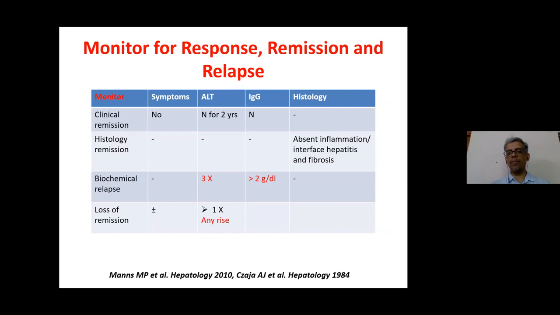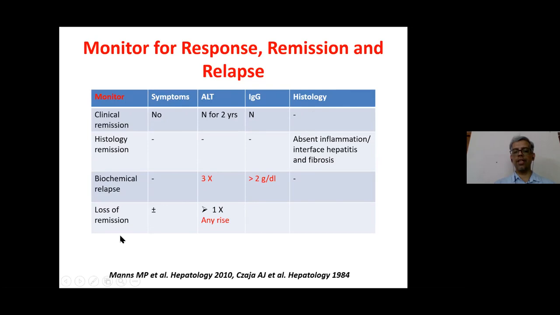When we made a diagnosis of autoimmune hepatitis, we talked about symptoms, liver enzymes, IgG, and histology. So when we treat, we monitor only these four factors. And that's how we define clinical remission: when you don't have any symptoms, and your liver enzymes and IgG have returned back to their normal levels. Histology remission means when your histology doesn't show any kind of inflammation, interface hepatitis, or any grade of fibrosis.